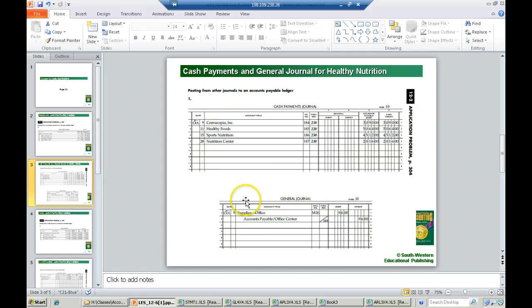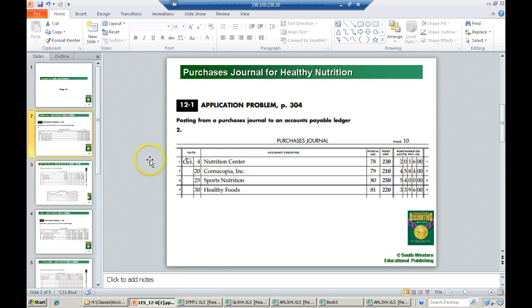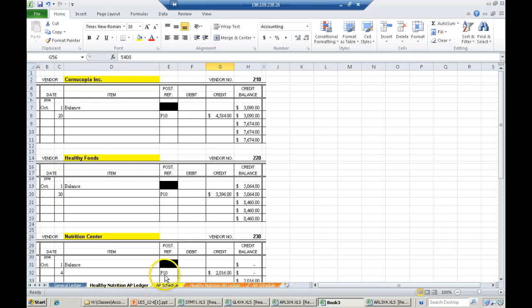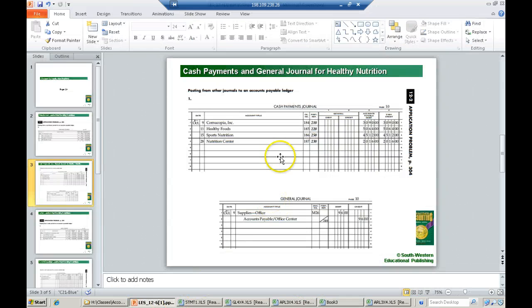And then the general journal entry in this is, again, we bought office supplies, which don't get recorded in the purchases journal because it's not merchandise that we're purchasing on account. These are supplies that we're using within our office. So we're going to take these transactions and post those to our individual accounts payable ledger accounts. So let's take a look at the first one.